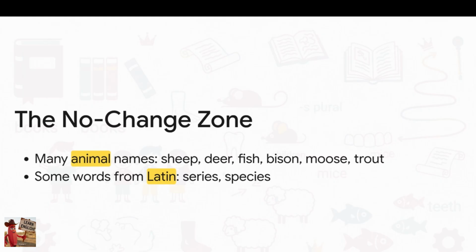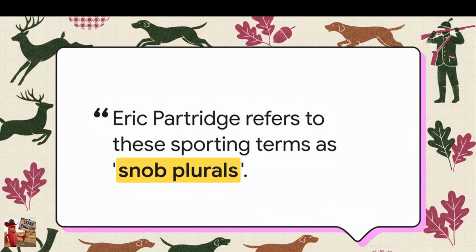You've got one sheep, you've got two sheep. One deer, a whole bunch of deer. You see this pattern a lot with animal names, especially animals that people would hunt or herd. It also pops up in words like series and species, which actually came from Latin already behaving this way. But why? Why do these words do this?